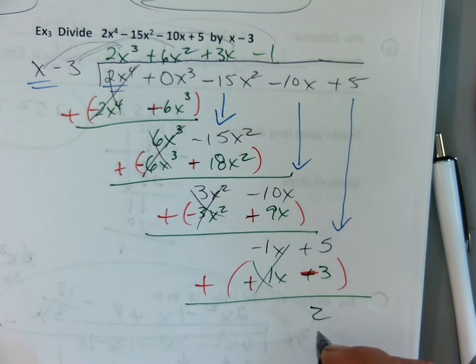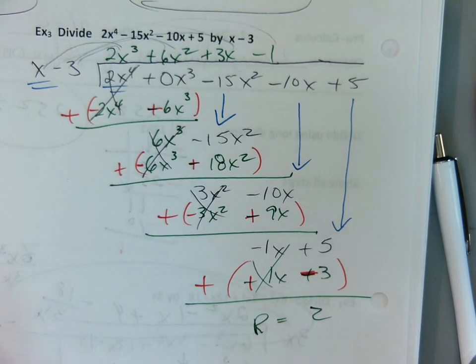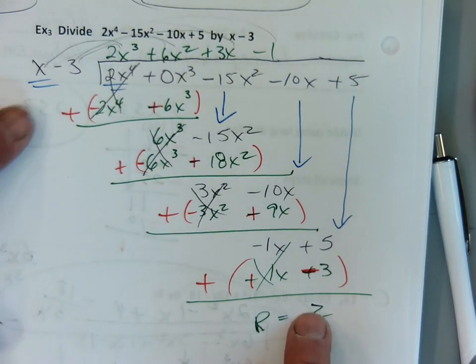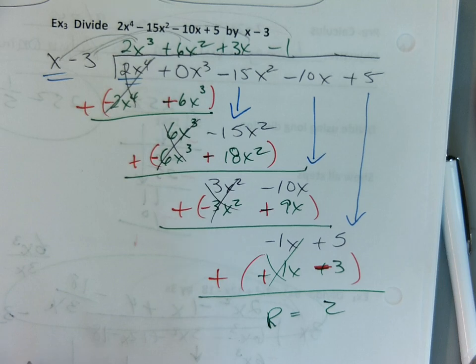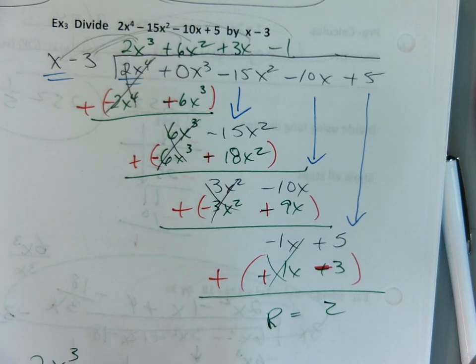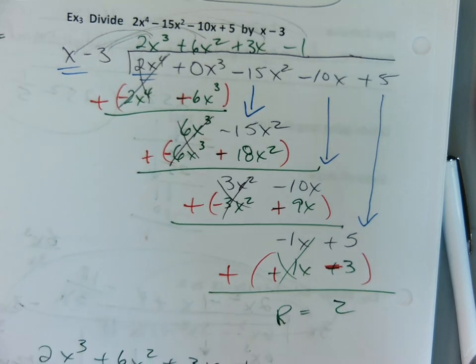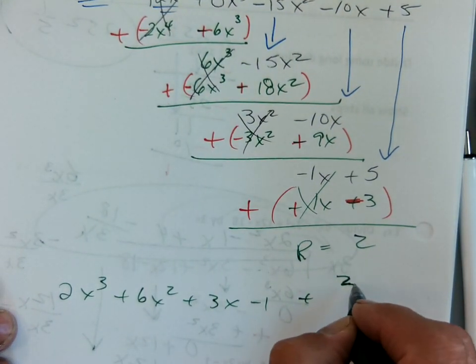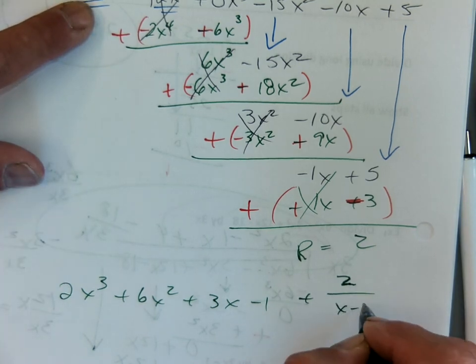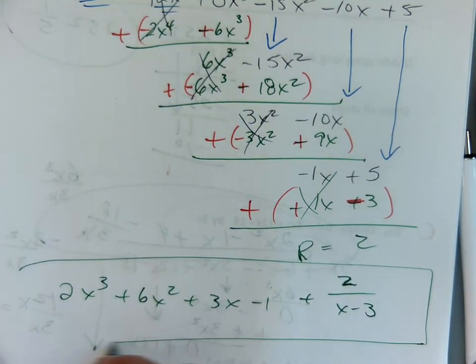Now, the 2 is my remainder, so I'm going to put it as a fraction with the x minus 3. So my answer is my 2x cubed plus 6x squared plus 3x minus 1. Yeah, thanks, Lauren. Plus my 2 over my x minus 3. Okay?